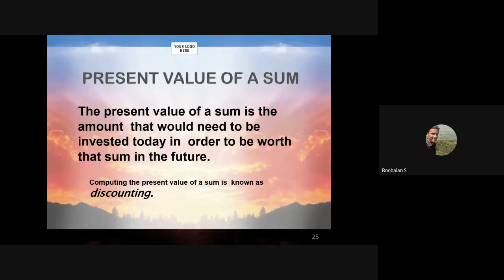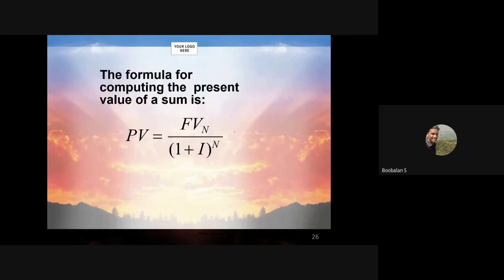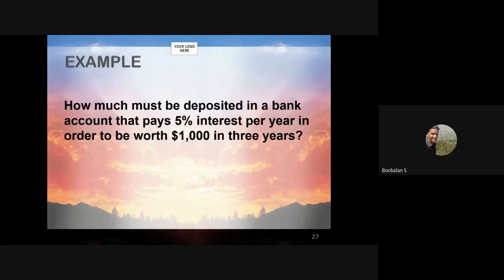Next we have the present value of a sum. It is the future value divided by the interest factor. This is a very simple formula. How can we calculate my present value? It is the future value divided by the ratio. Anyway, we'll have a small problem so you can easily understand how much money we deposited.